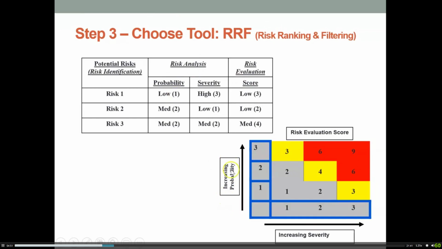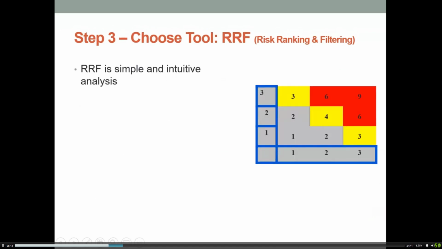So we've got our increasing probability, this would be low, medium, high, and our increasing severity, low, medium, high. So if we've got a low probability here, meeting a high severity here, on our matrix we're going to get a 3, which is our medium score, and so on for each risk that we have. Risk ranking and filtering is a simple and intuitive analysis. The user defines and scores it. It can be very easily adapted.